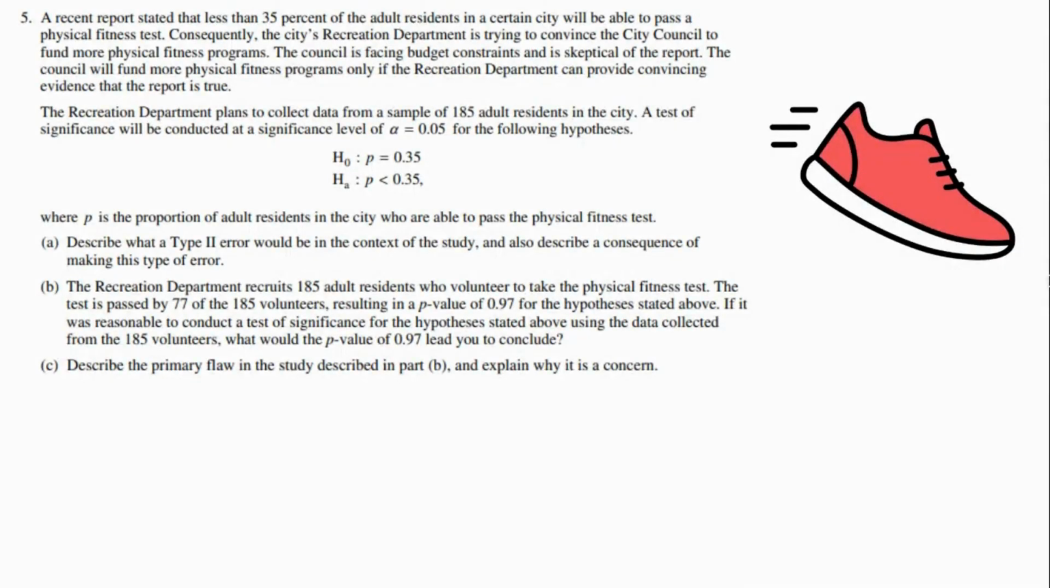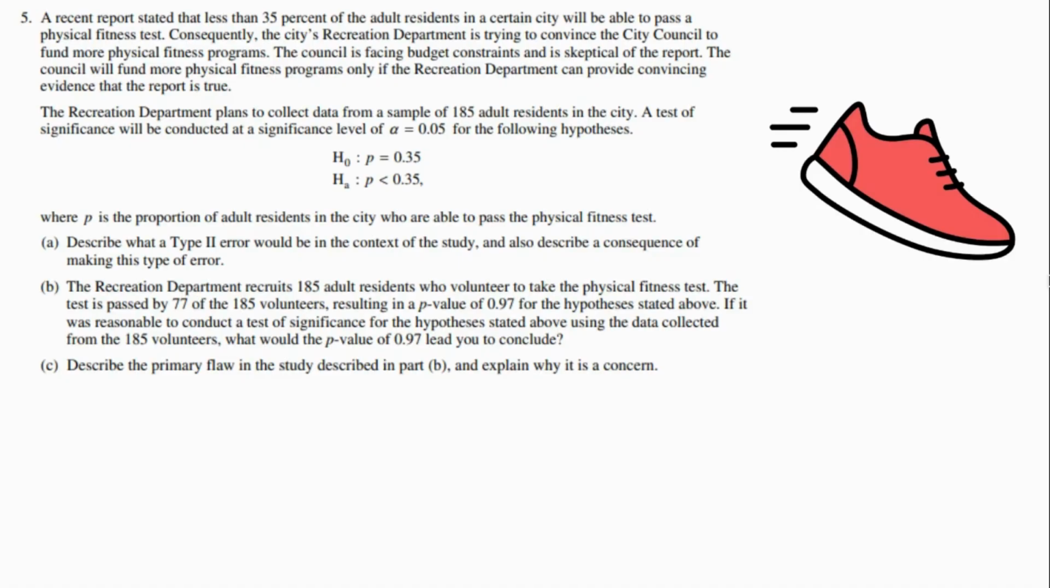Here comes problem number 5. A recent report stated that less than 35% of adult residents in a certain city will be able to pass a physical fitness test. Consequently, the city's recreation department is trying to convince the city council to fund more physical fitness programs. The council is facing budget constraints and is skeptical of the report. The council will fund more physical fitness programs only if the recreation department can provide convincing evidence that the report is true.